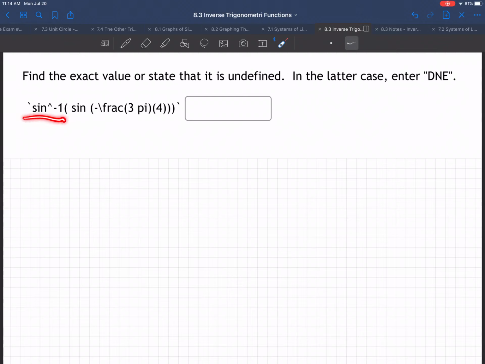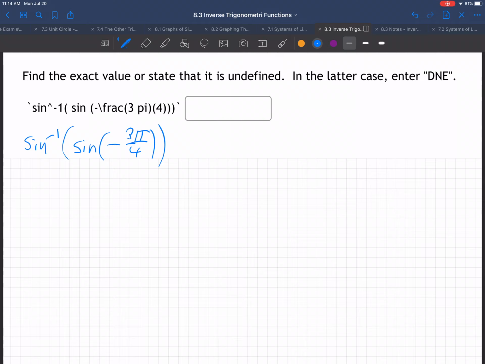Here's an example of sine inverse of sine of a fraction. Let me write it so you can read it a little better. It says sine inverse of sine of negative 3 pi over 4. Okay, so how do we do it?